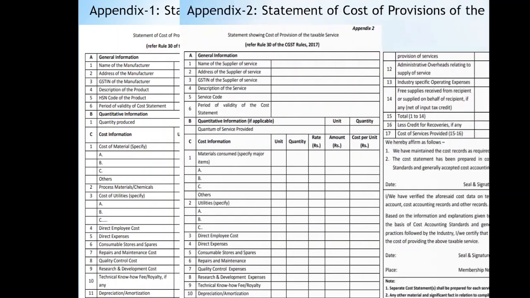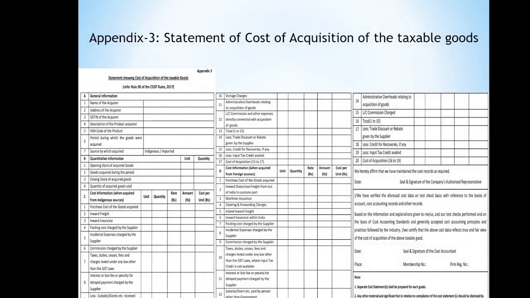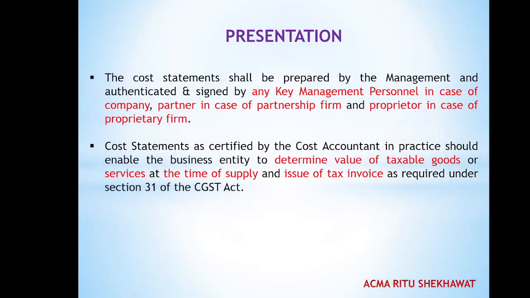Presentation. There are 4 appendices, we have 4 statements: cost of production of taxable goods, this is the format; cost of provision of taxable services; cost of acquisition of taxable goods; and statement of open market value as per goods or services of like kind and quantity. These are a few formats you can go through.